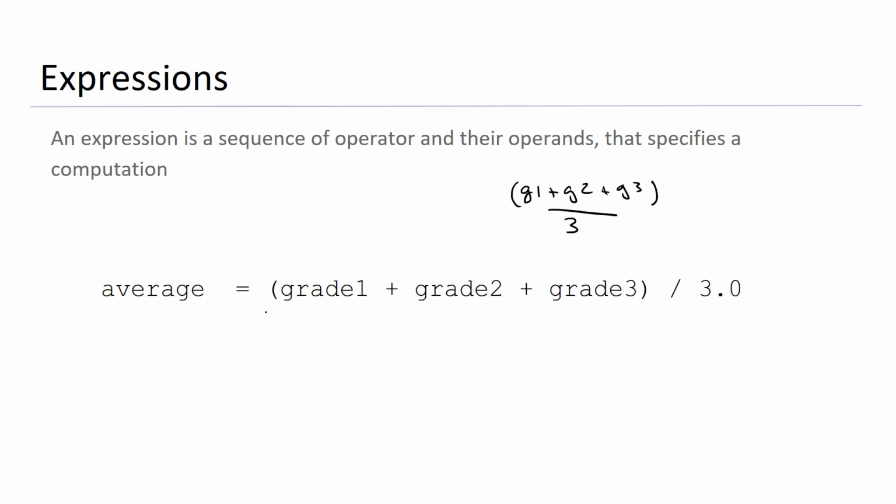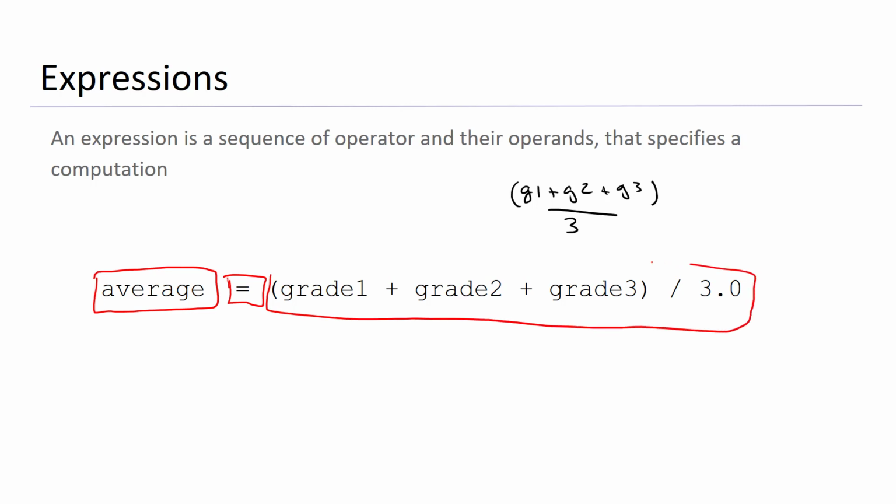Now if you consider this expression, you have in it the assignment operator, which is right here. This assignment operator has 2 operands, the one to its left hand side, which is average, and the one to the right hand side, which is this whole expression over here. For an assignment operator, the operand to the left hand side has to be a variable name. So this must be a variable for the assignment operator, and the right hand side can be an expression.